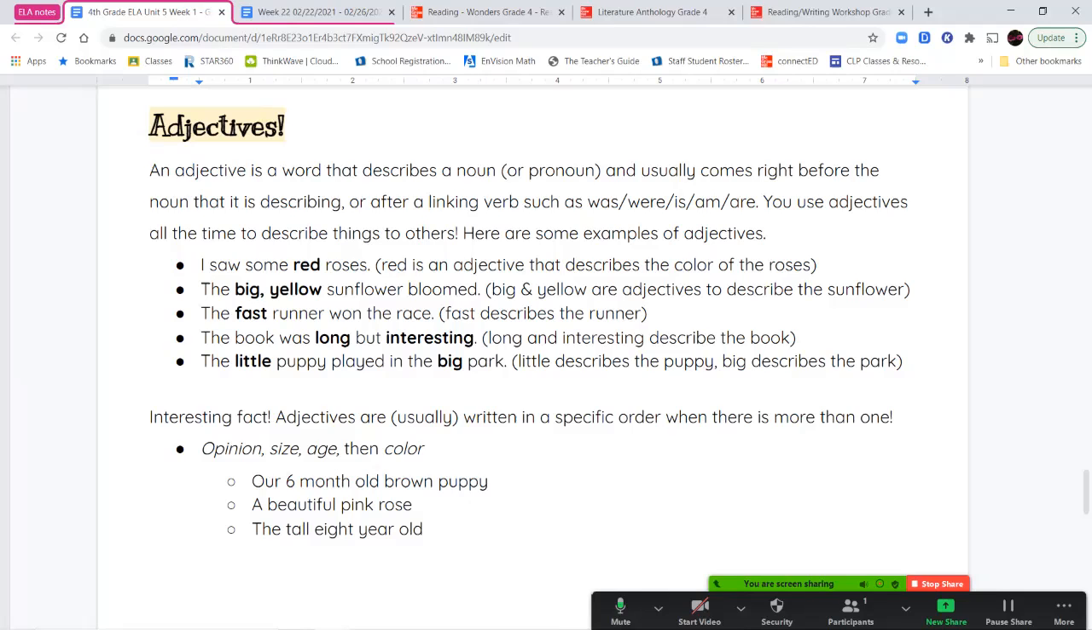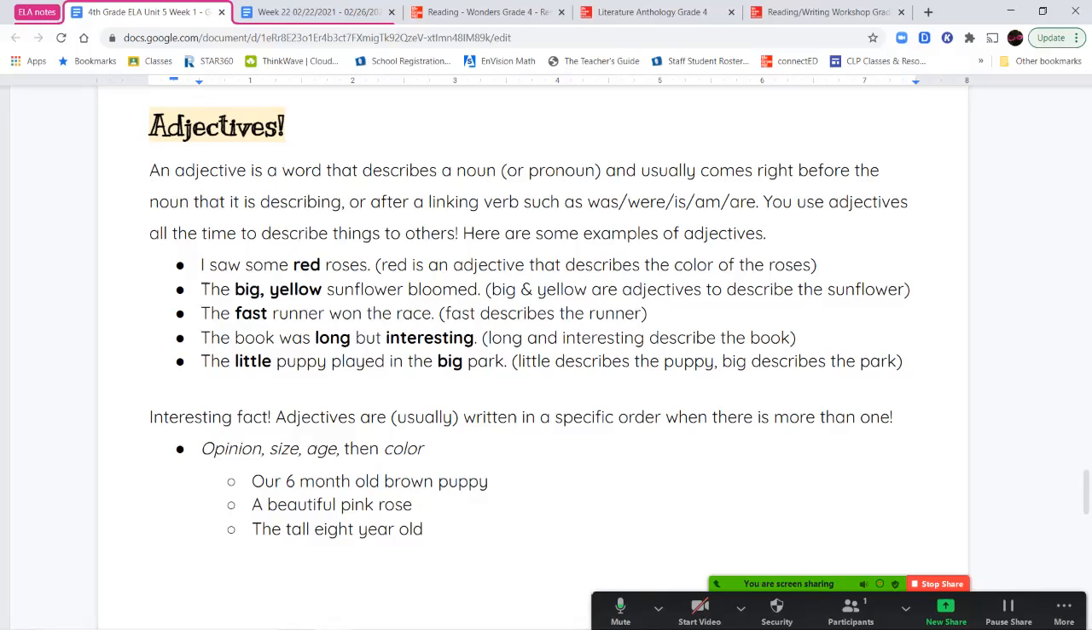Now, a fun fact, adjectives usually are written in a specific order. When you have more than one adjective in a sentence, they're usually in a specific order. And I say usually because the English language is full of exceptions, but most of the time, this is the order they go in. First is your opinion. So if you think it's beautiful or sad or happy or exciting or any opinion word, best, you know. Then size, then age, then color. So those are usually the order.